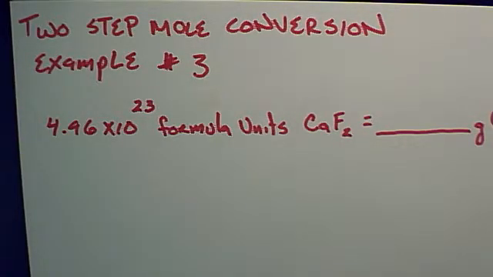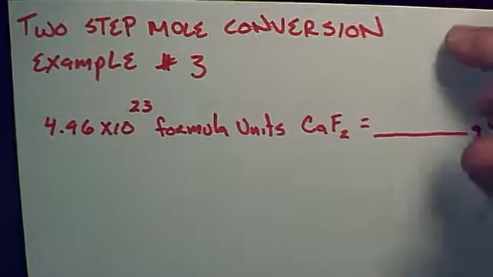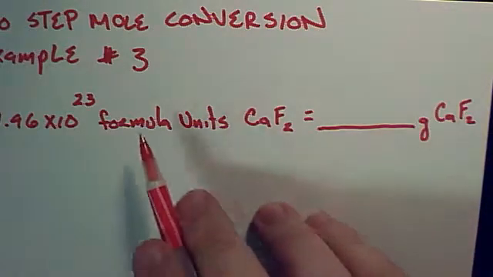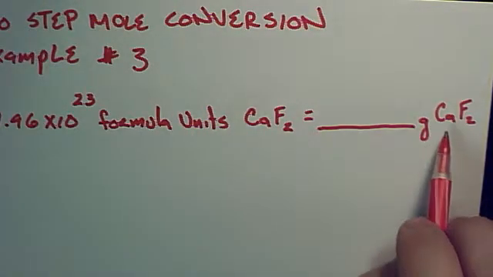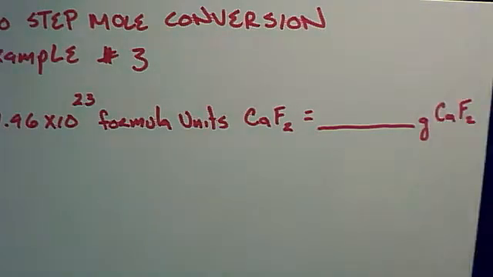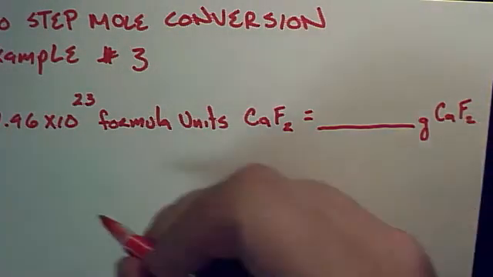Okay, two-step mole conversion, example number 3. This time it says 4.96 times 10 to the 23rd formula units of calcium fluoride, and it wants to know grams of calcium fluoride. Now when I see this, I want to know grams of a compound. That means the first thing I need to know is what the molar mass of this is.